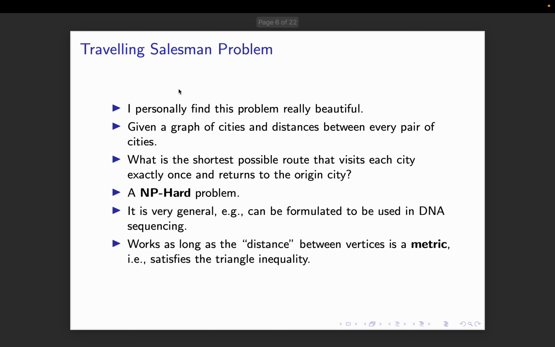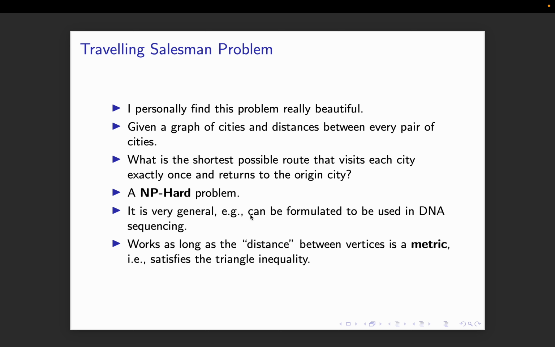So now we'll look at the traveling salesman problem. I personally find this problem really beautiful. So given a graph of cities and distances between every pair of cities, so it's a complete graph basically, every two vertices are connected to each other. What is the shortest possible route that visits each city exactly once and returns to the origin city? So it travels every city once and loops back to the original city. That's the traveling salesman. And this is an NP-hard problem.